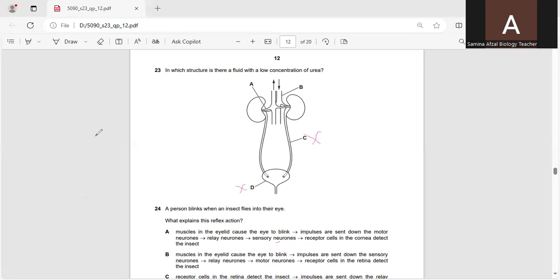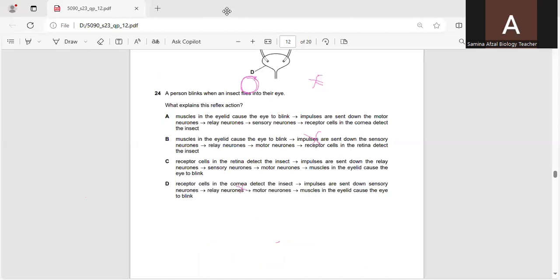C and D will have the highest concentration of urea after filtration of blood. And in case B, the blood is entering into the kidneys, so filtration has not been done yet. So A, after the filtration, when blood goes out of the kidney, it has low concentration of urea. Next, I would like to go on to question number 24.